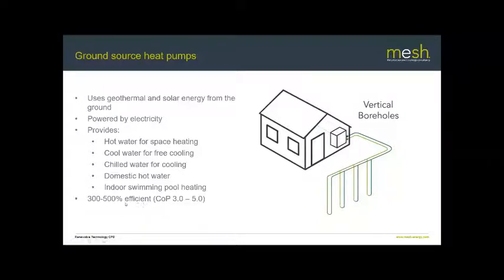Typically, ground source heat pumps are slightly more efficient than air source heat pumps in heating mode, giving a COP of between 3 and 5, or an equivalent efficiency of between 300 and 500%. Pipes are buried in the ground to collect or eject heat.